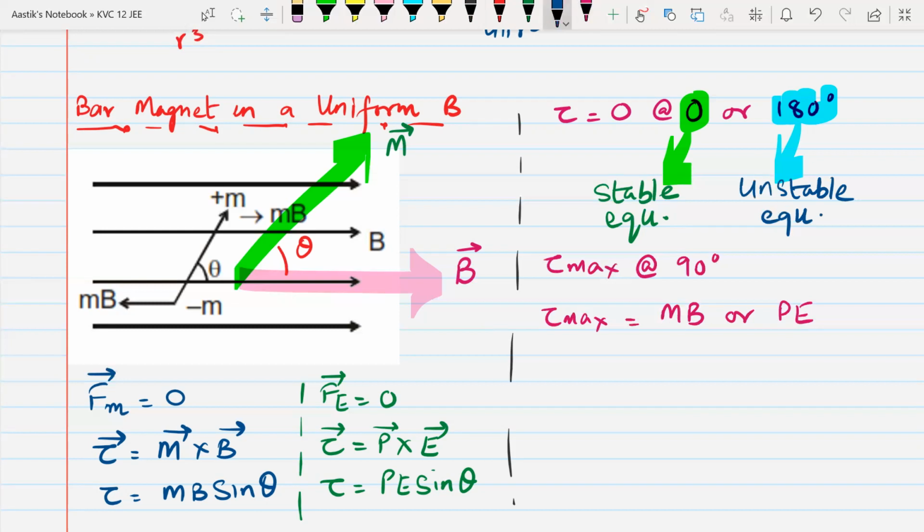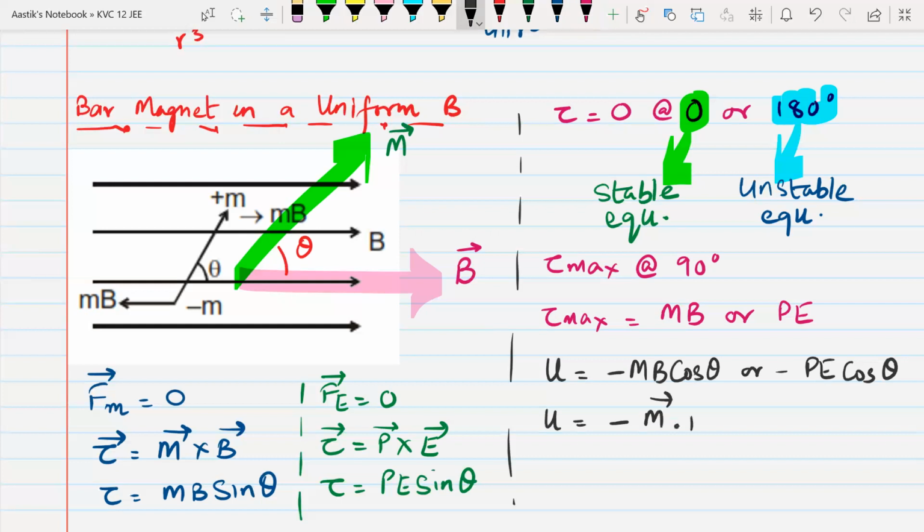One more thing that you have to understand here is the energy of a dipole in a magnetic field or an electric field. That is given by the formula minus mB cos theta or minus pE cos theta. Everyone understands this? You can write it vectorly in this form, minus m dot B or minus p dot E. We understand this? Just keep on saying yes, sir, so that I can move on.